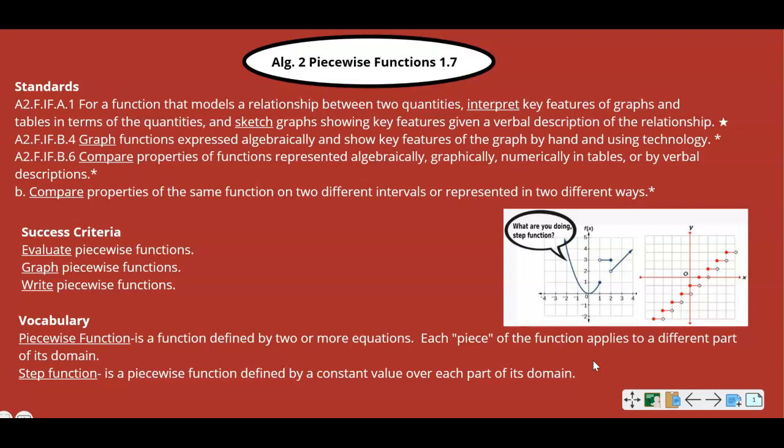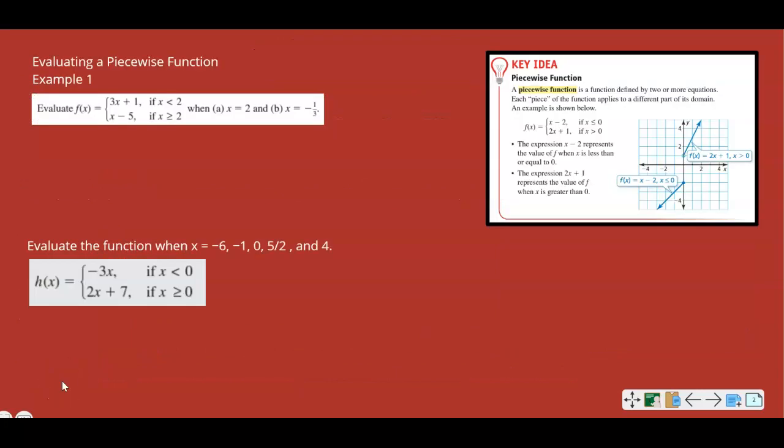All right, a step function is a piecewise function defined by a constant value over each part of its domain. You can see here in the picture, a step function gets its name from what it looks like. It looks like a step. So each one of these is a constant function over a certain part of the domain. Example 1, evaluating a piecewise function.